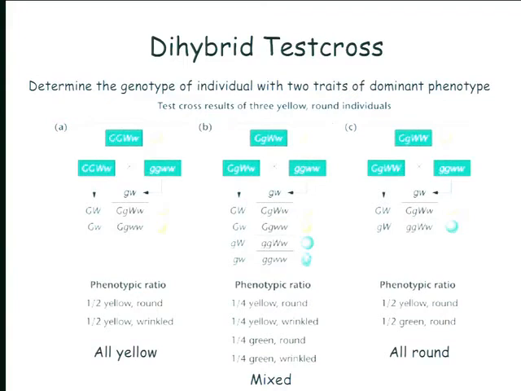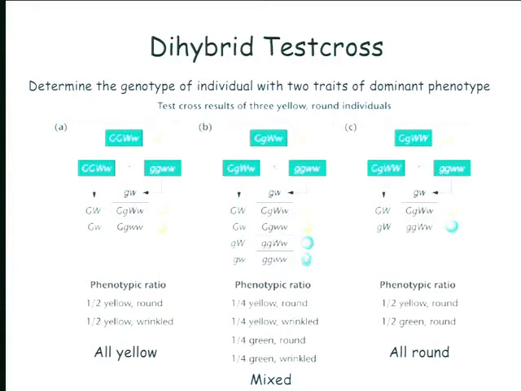outcomes and 4 different types of progeny, where 1/4 are going to be heterozygous at both loci, 1/4 are going to be heterozygous at the yellow locus, homozygous recessive at the round locus, 1/4 are going to be homozygous recessive at the yellow locus, heterozygous at the round locus, and then 1/4 are going to be doubly homozygous recessive. So the phenotypes are going to come out differently. Here you're going to have 1/4 that are yellow and round, 1/4 that are yellow and wrinkled, 1/4 that are green and round, 1/4 that are green and wrinkled.